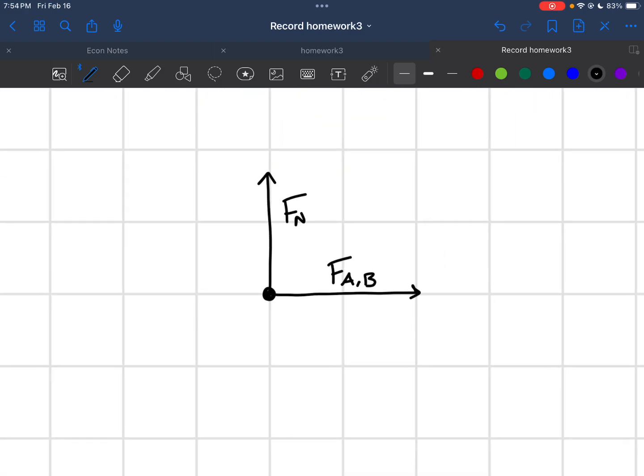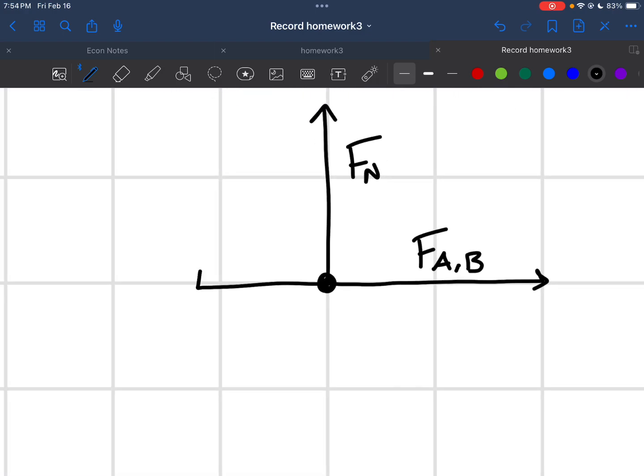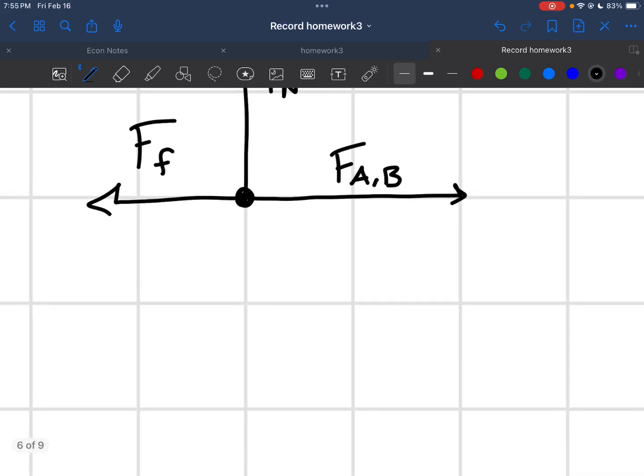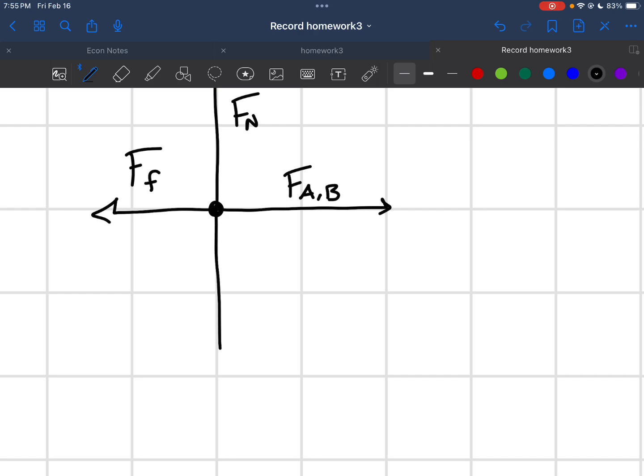And we also were told that we'll have a friction force. That's going to be going backwards, because we're saying the cars are going forward. And then because we are on Earth, we also get to include gravity. Right.